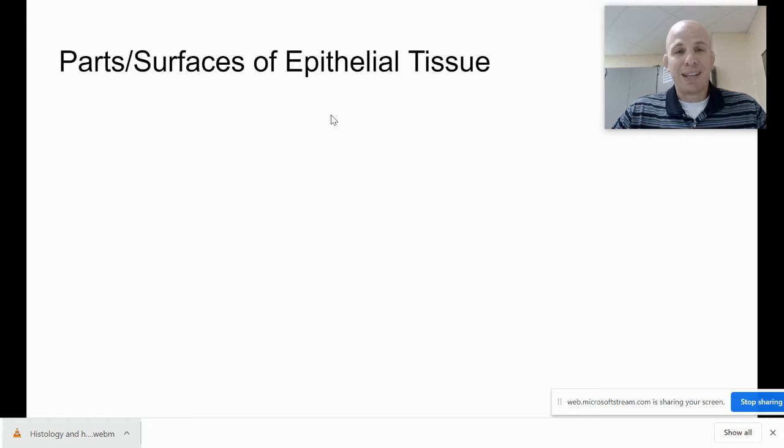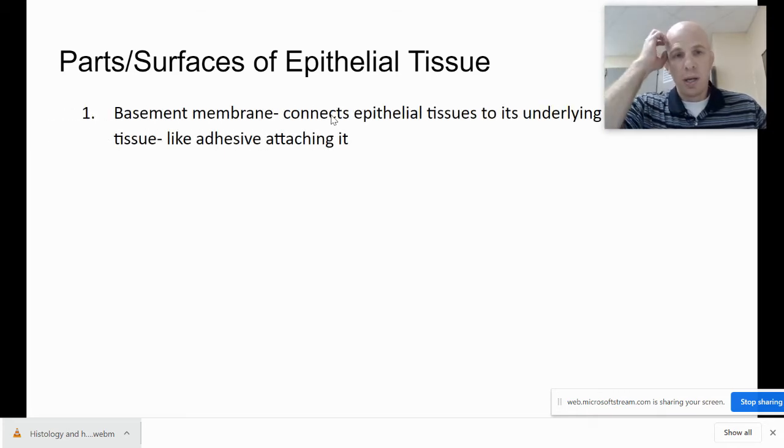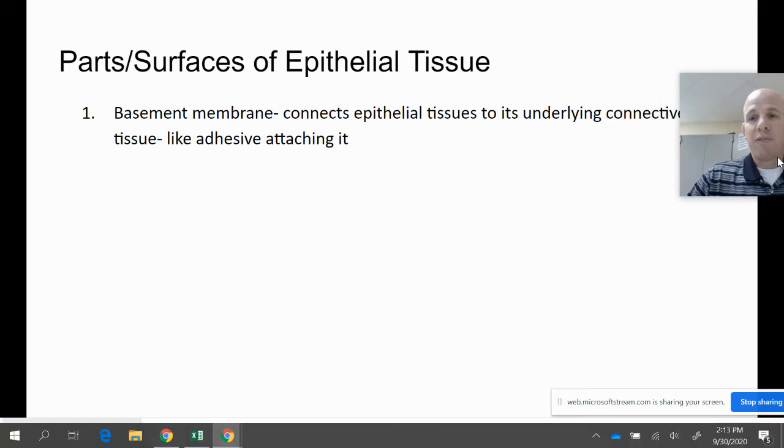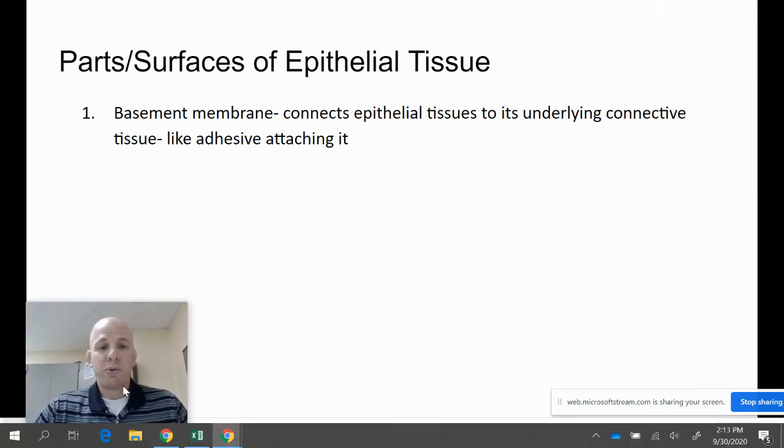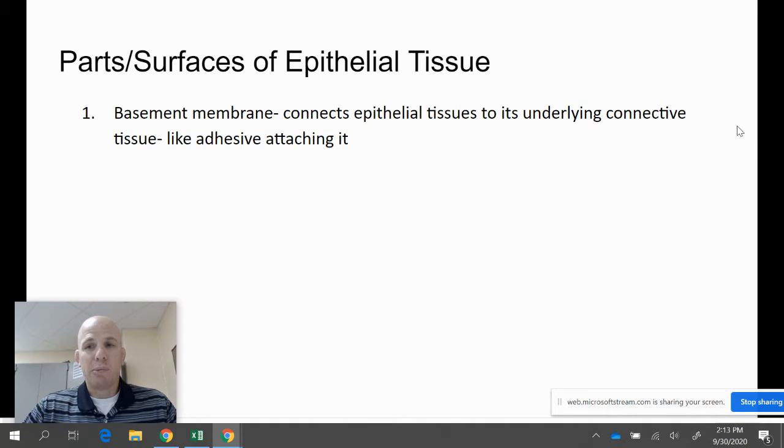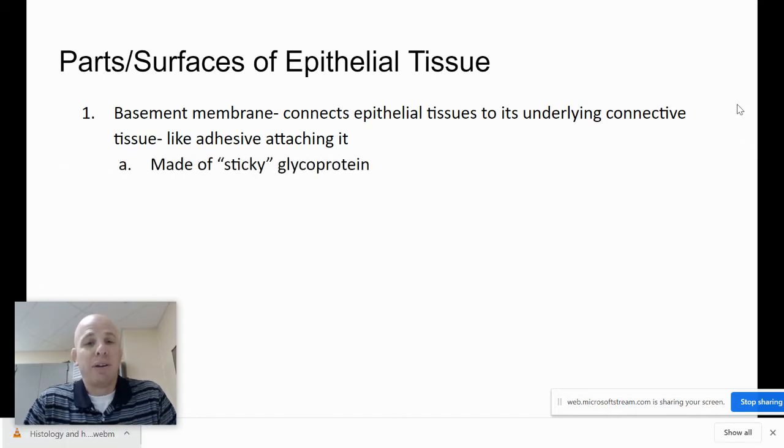All right, so how do we break these things down? What are the parts of them, and how do we label them? So there's this thing of every epithelial tissue called the basement membrane. The basement membrane is basically the bottom of it, and it connects the tissue to the stuff underneath of it.